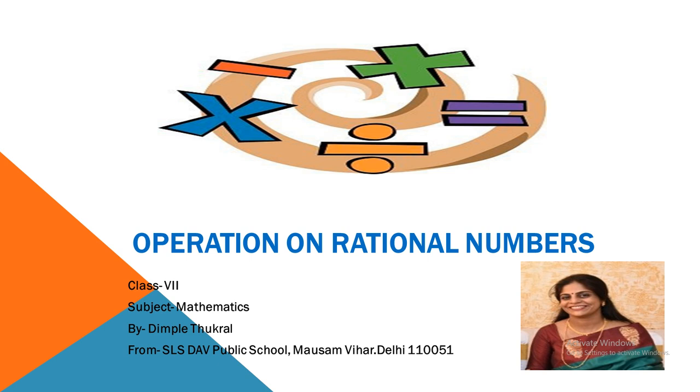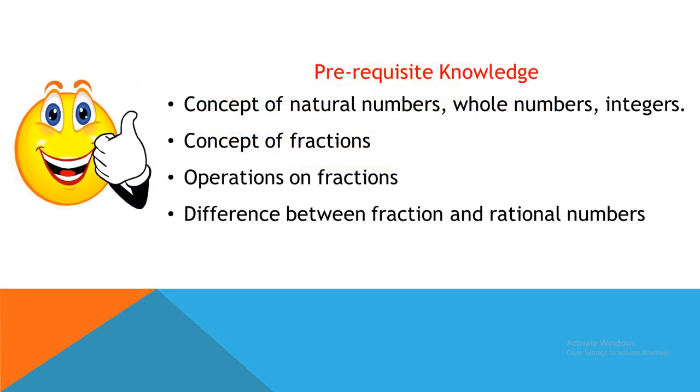Today, we are going to start our next chapter, Operation on Rational Numbers. For this chapter, these are the prerequisite knowledge. We have understood the concept of natural numbers, whole numbers, integers. We know the concept of fractions. We know basic fundamental operations on fractions as well. And what is the difference between fractional number and rational number? We know all these concepts very well.